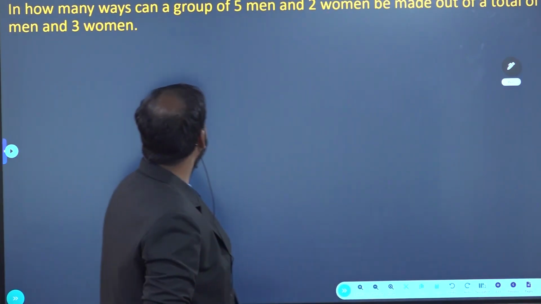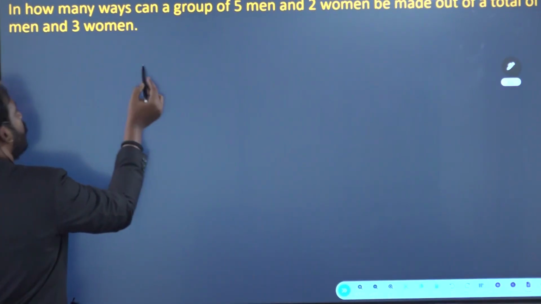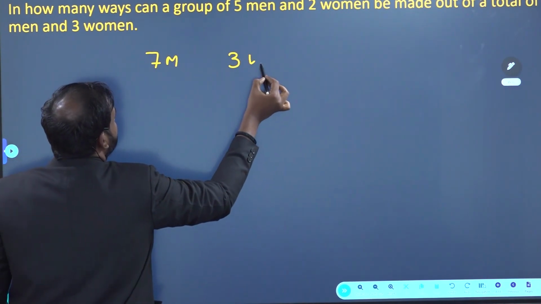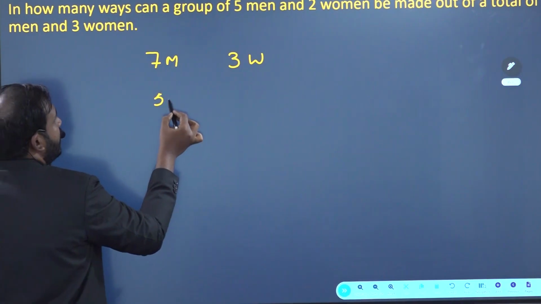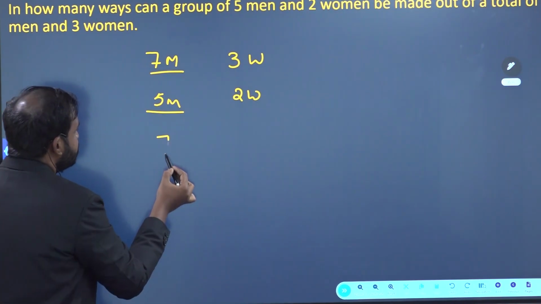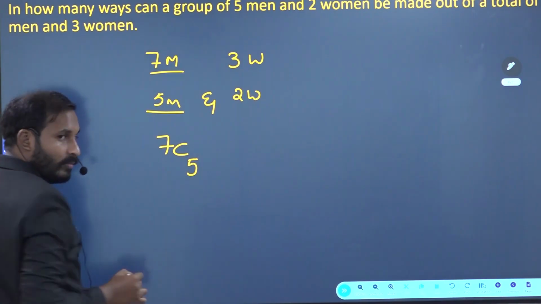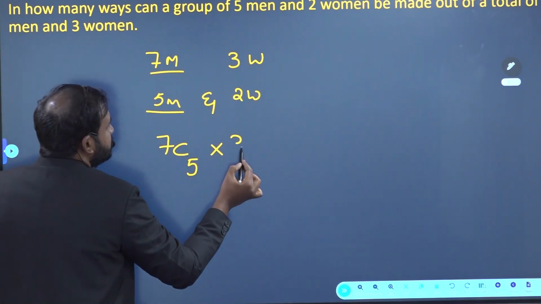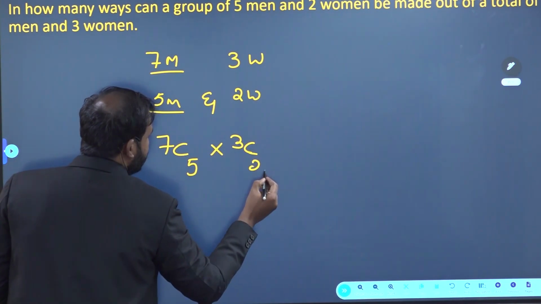Next one. In how many ways can a group of 5 men and 2 women be formed out of a total of 7 men and 3 women? Total 7 men are available and 3 women are available. From this, I need to pick 5 men and 2 women. From 7 men, selecting 5 men is 7C5. And means into, as I told you already. 2 women out of 3 women means 3C2.